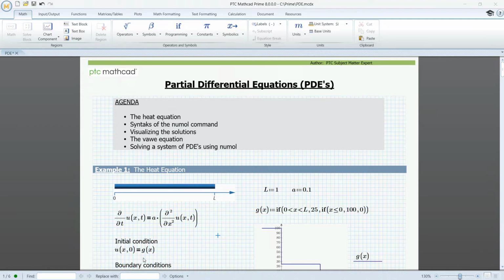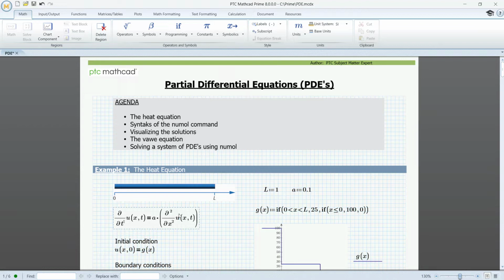The heat equation models the flow of heat in a rod that is insulated everywhere except at the two ends. Solutions to this equation are functions of two variables: one spatial variable, the position along the rod, and time.